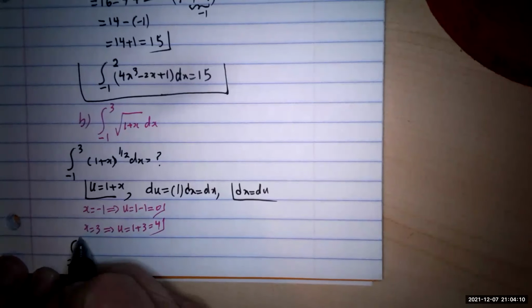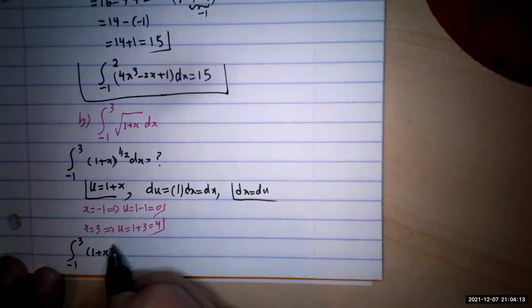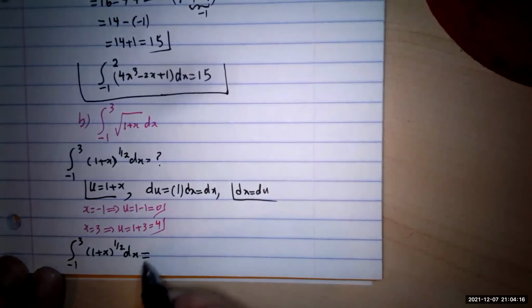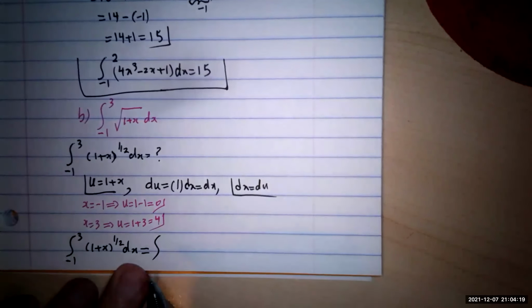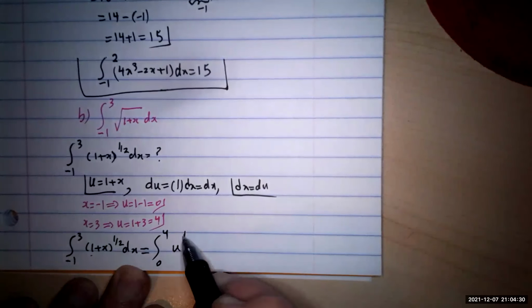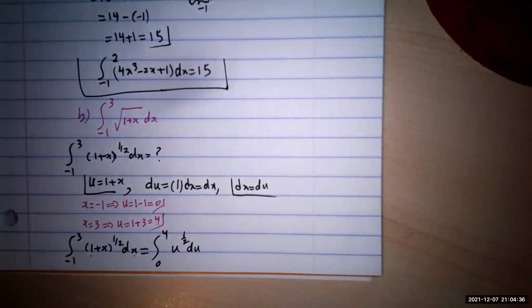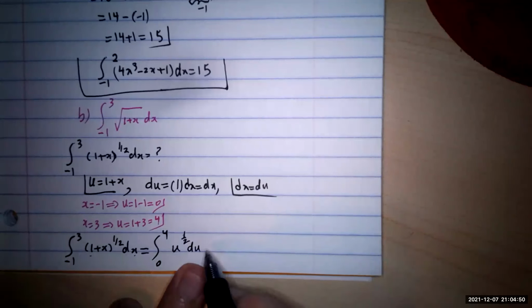So I have the integral from -1 to 3 of 1 plus x to the half dx equal to the integral where, for -1, the corresponding number is 0, and for 3, the corresponding number is 4. 1 plus x is u, so that gives you u to the half. dx and du are going to be the same. You see, we switch it into the substitution part, and at the same time, we bring the proper limits of integration, which is 0 to 4. You cannot use the same numbers. You've got to be careful about this one. Otherwise, the rest is going to be easy.